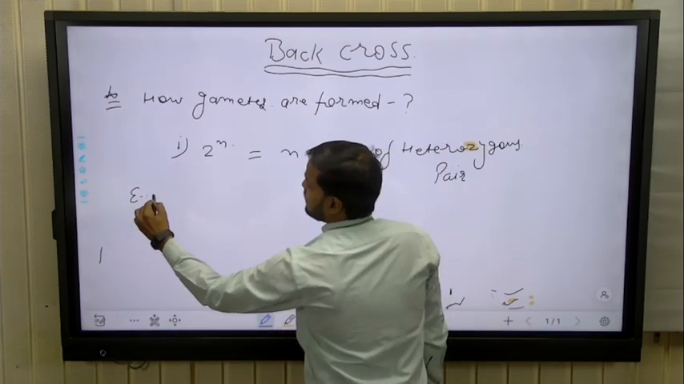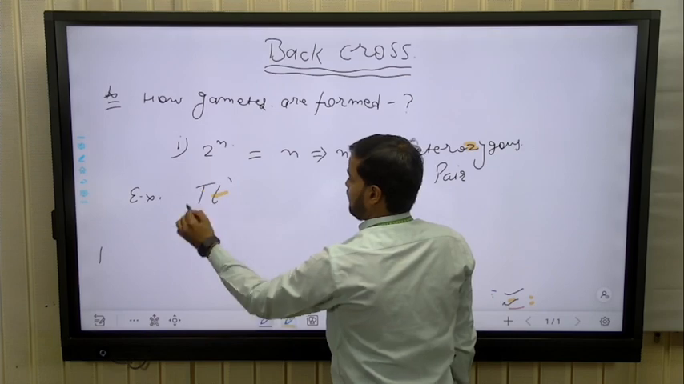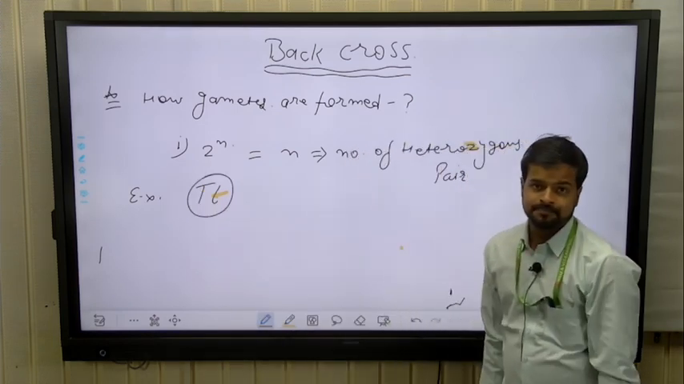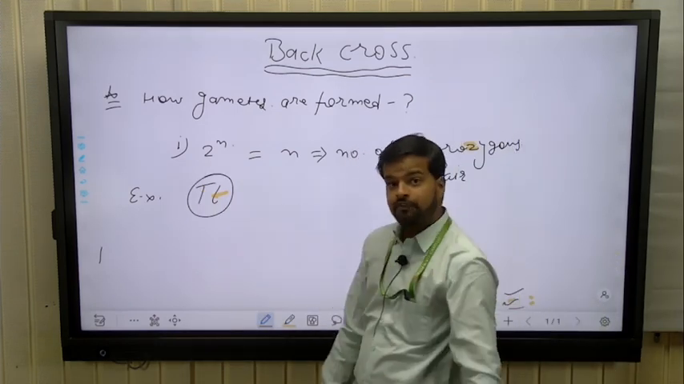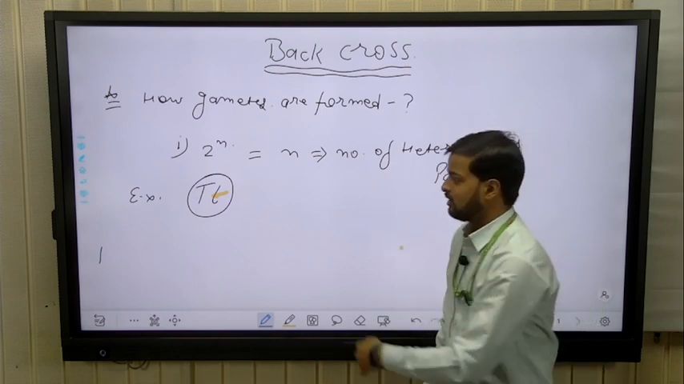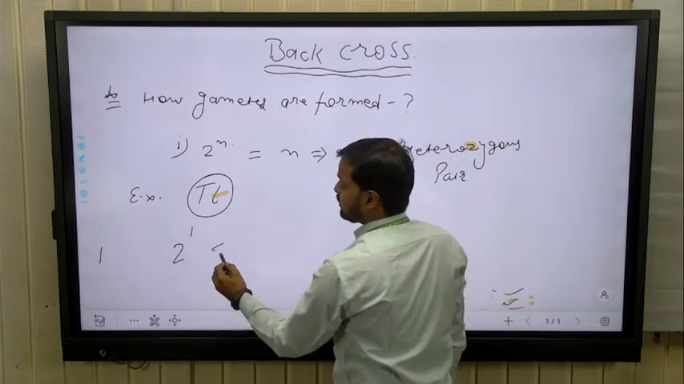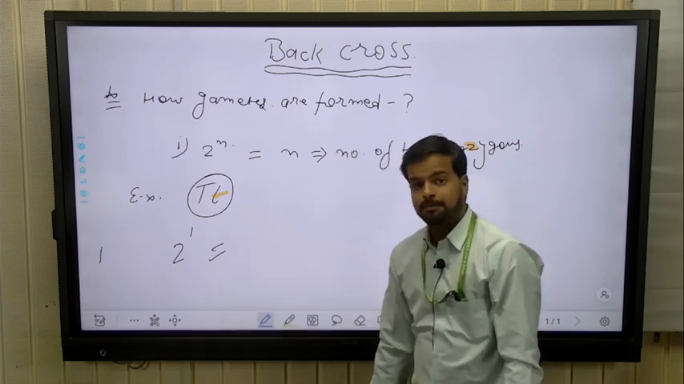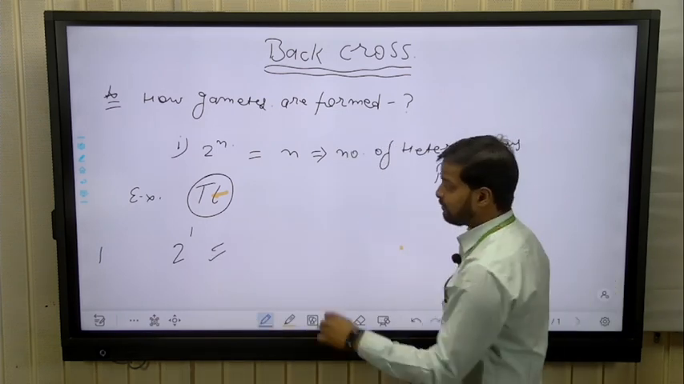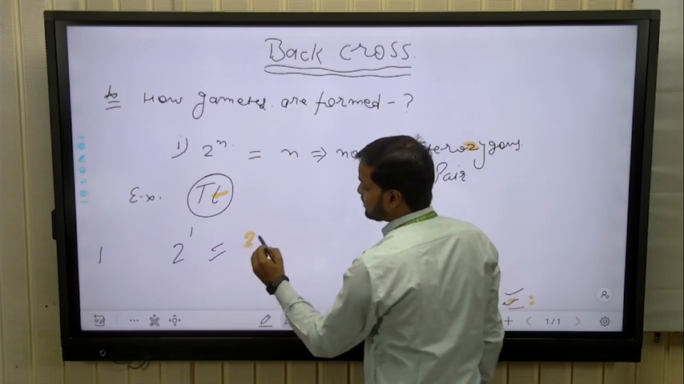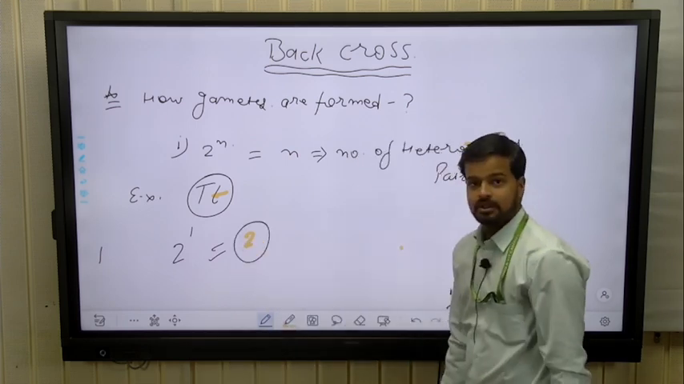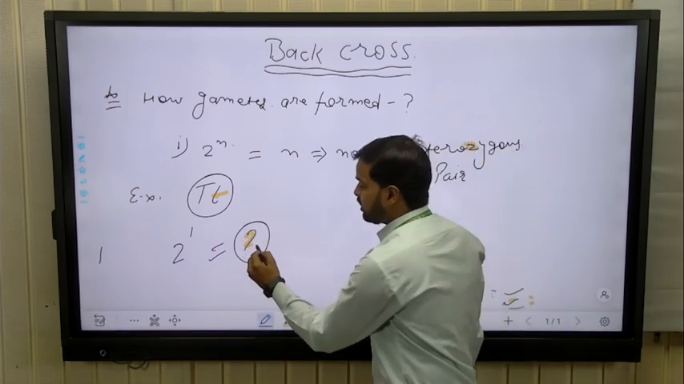Another example is capital T, small t. In this, the number of heterozygous pairs is what? 1. When we put this value in our trick formula, the power of 2 is what? 1. And the power of 2 is 1 when the result is what? 2. That means we obtain 2 gametes.